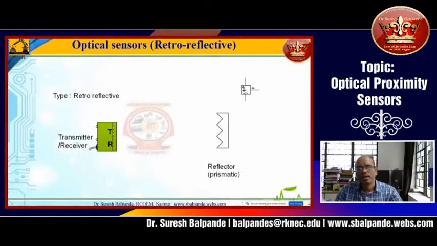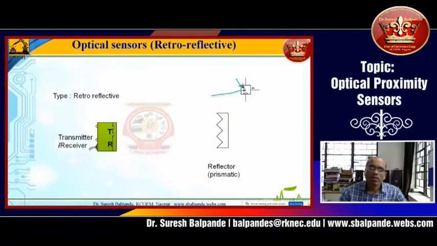Second is the retroreflective optical proximity sensor. You can see this symbol, already we discussed this. This is the symbol of a proximity sensor, and here you can see the LED symbol is used. That indicates it's an optical proximity sensor.